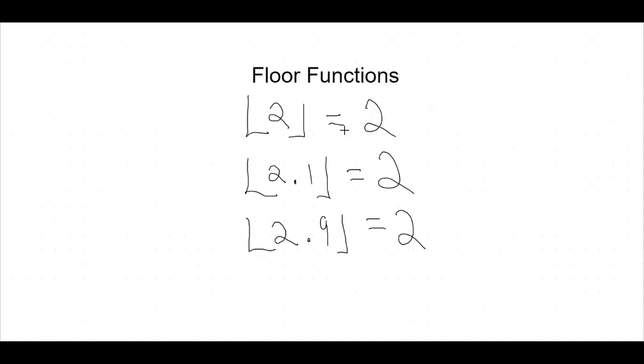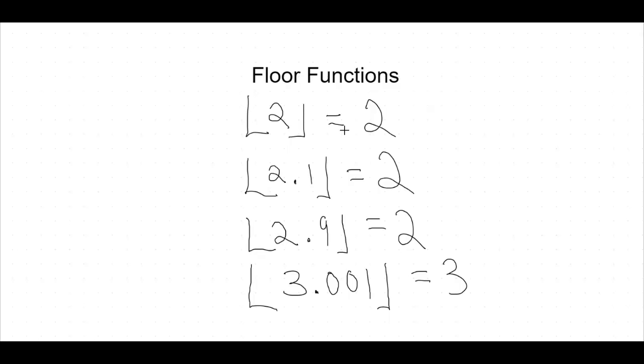So does it just always spit out 2? No, it will spit out other numbers too. So let's try, how about 3.001? What will it spit out then? Well, it turns out then the output would be equal to 3.